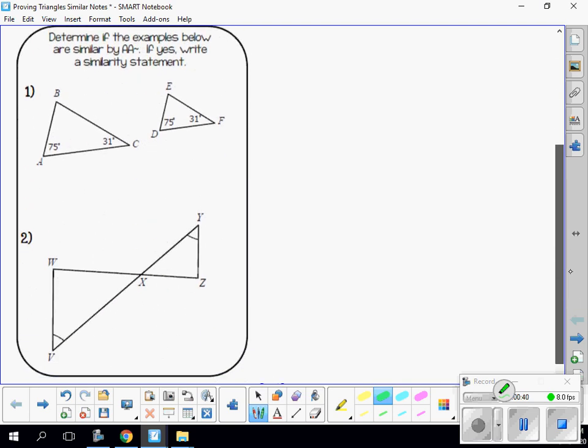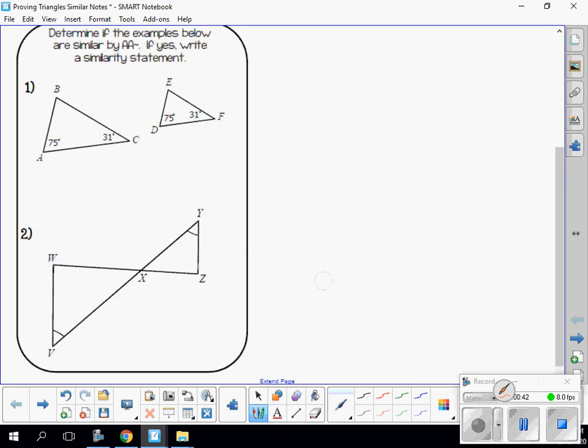So if I look at these first 2, well, I already have a set of angles. I have 75 congruent to 75, 31 congruent to 31. So I have 2 sets of angles that are congruent. B and E have to be, again, because of that 180 requirement. So I can write my similarity statement. Triangle ABC would have to be similar to, well, since A is 75 and D is, I have to put D first. B has nothing, E has nothing, put E, and then C is 31, so F.